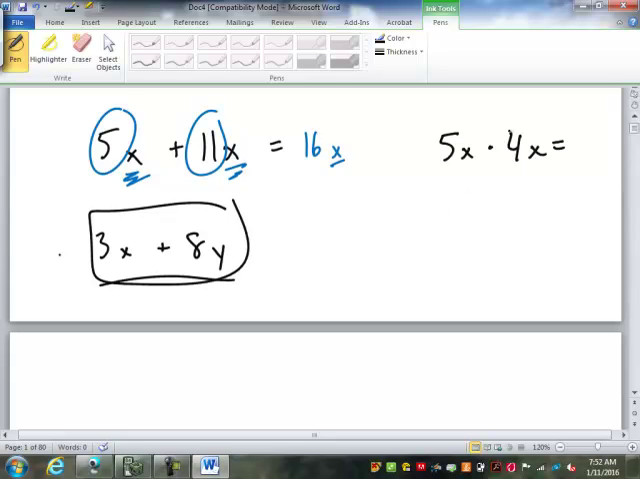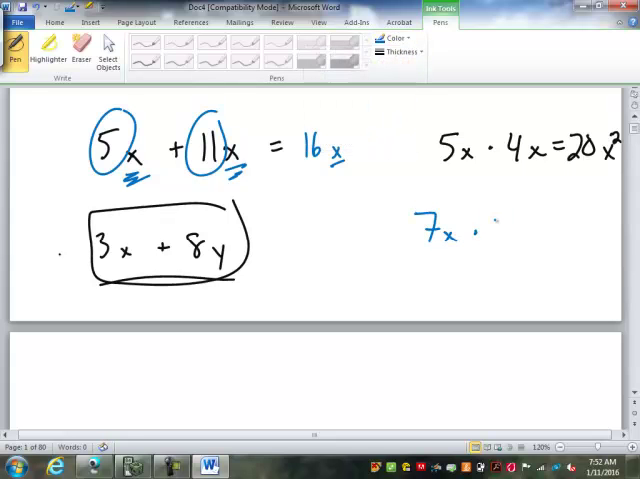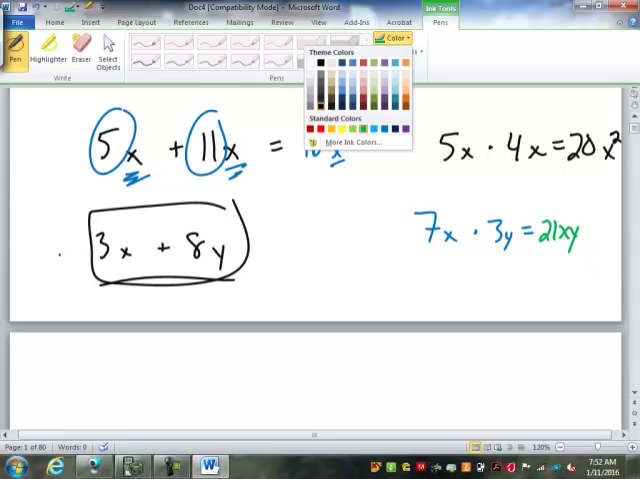Now 5x times 4x is going to be 5 times 4 is 20 x squared, because we also combine the names. x times x is x squared. 7x times 3y. Can we combine those? Yeah, with multiplication, we don't need the same name. So 7 times 3 is 21. Yep, xy. We also combine the name. Just like feet times pounds became foot-pounds, x times y became xy.